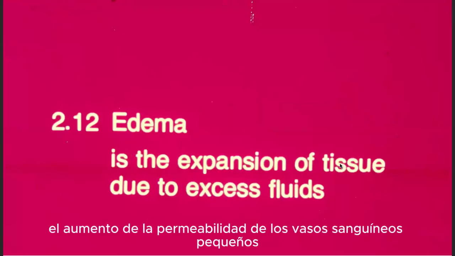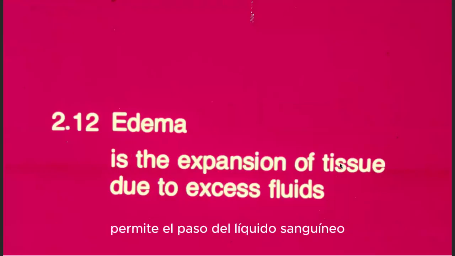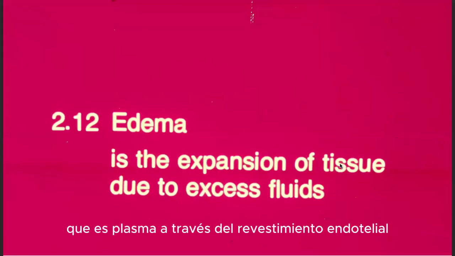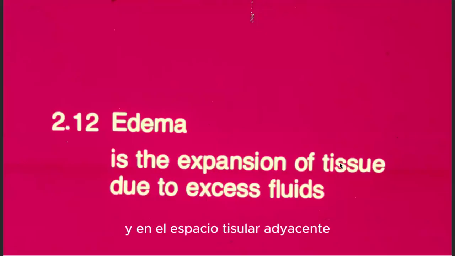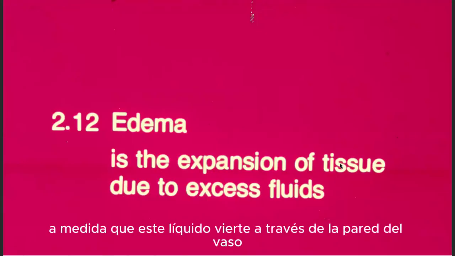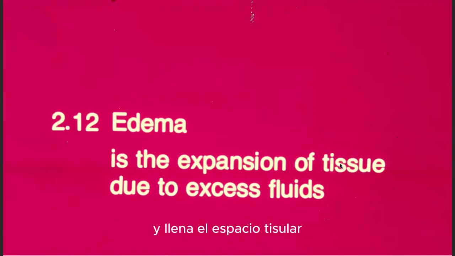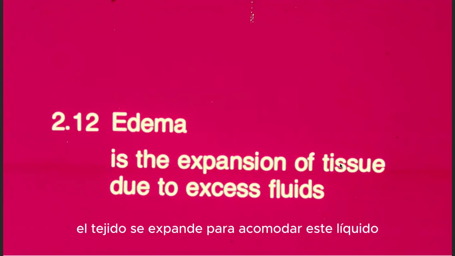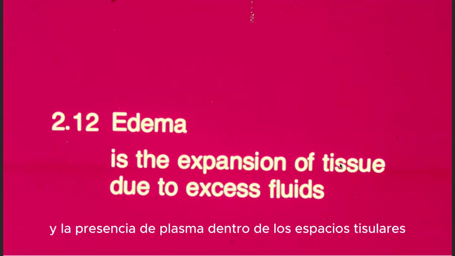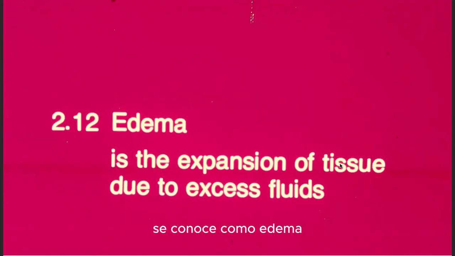The increased permeability of the small blood vessels allows the passage of blood fluid, that is plasma, through the endothelial lining and into the adjacent tissue space. As this fluid pours through the vessel wall and fills the tissue space, the tissue expands to accommodate this fluid, and the presence of plasma within the tissue spaces is known as edema.